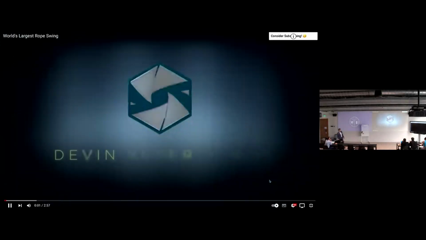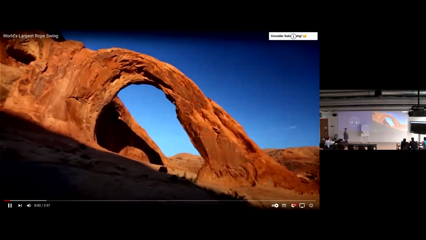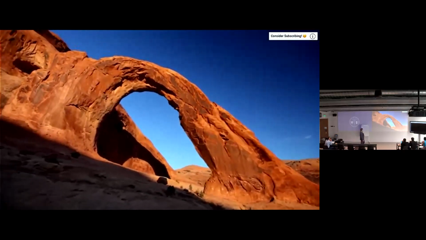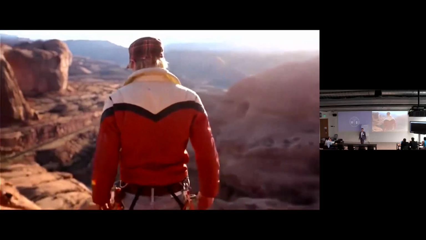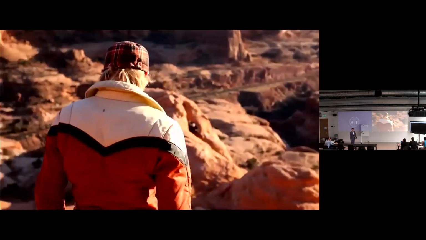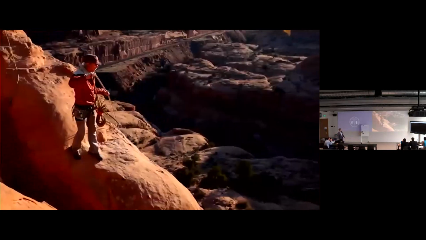Oh yes, this is a swing that I like in the US. So people are doing crazy things. Yeah, I would never do that, but let's see what's happening.